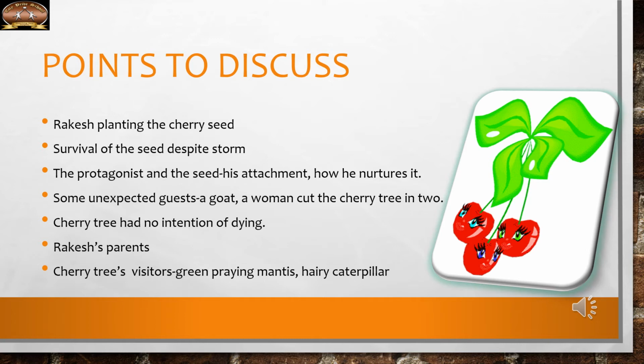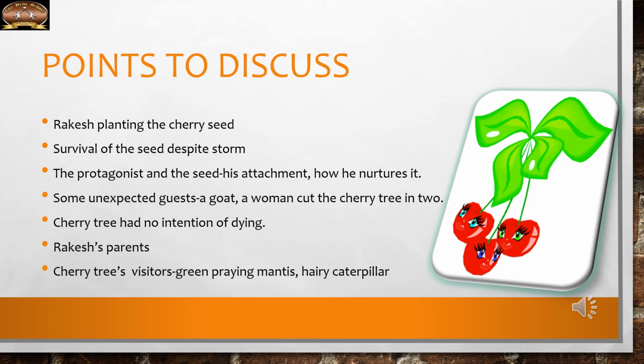Then grandfather is motivating him, telling him that cherry trees are very tough, they are very brave, they have enough courage, it will grow again. And then towards the end of the rainy season, first Rakesh thought that everything had gone, but towards the end of the rainy season, new leaves started appearing on that tree.